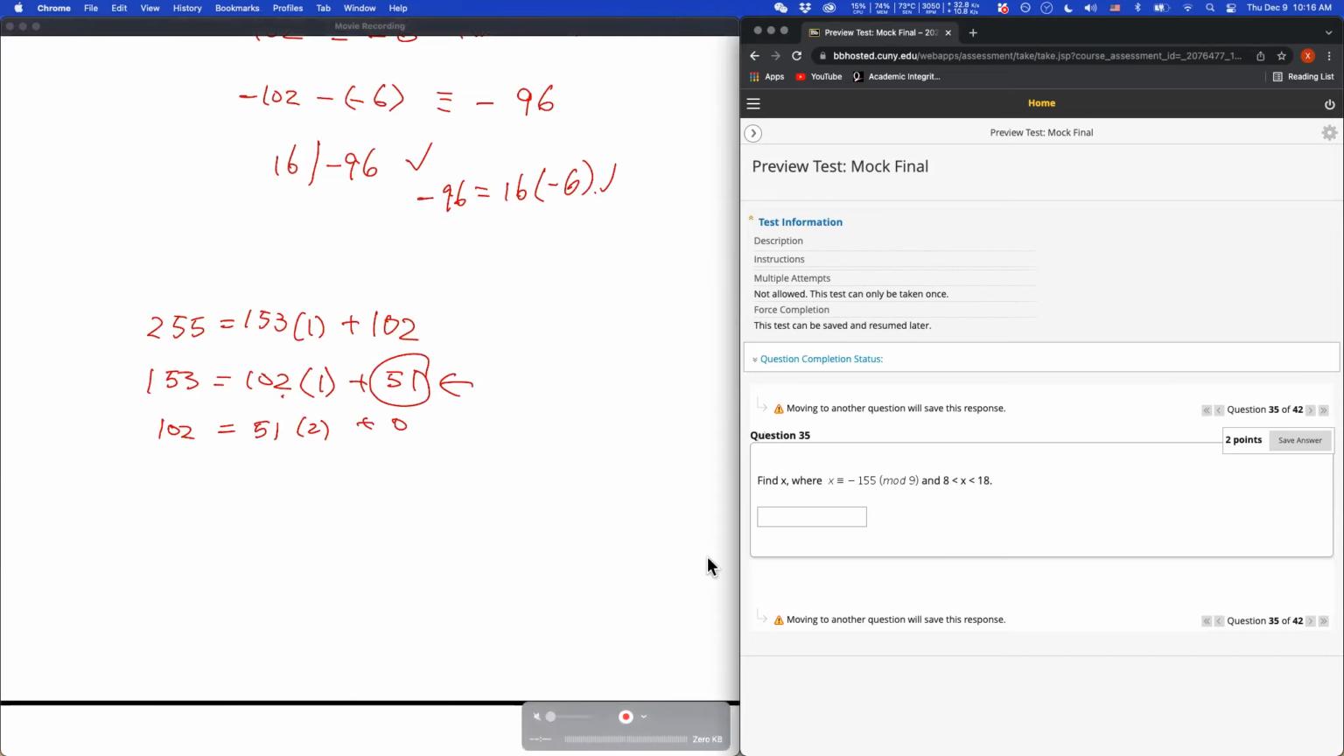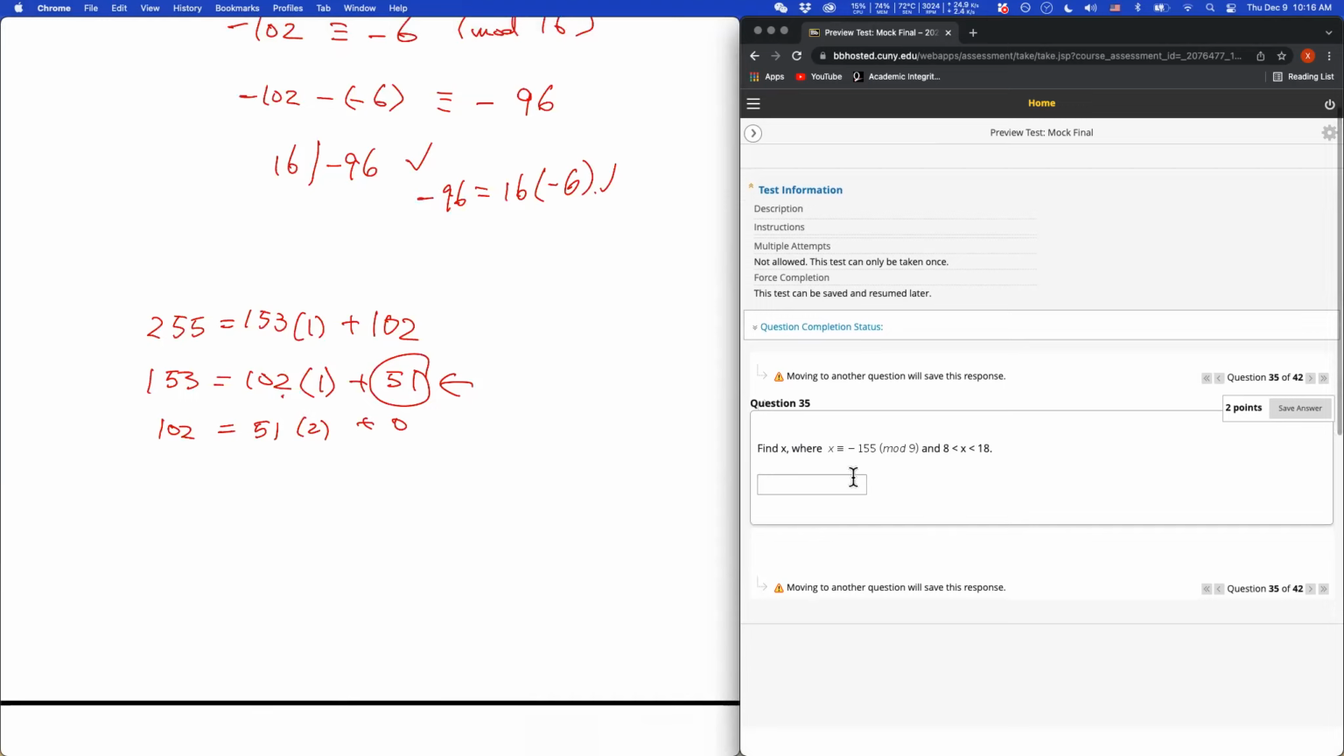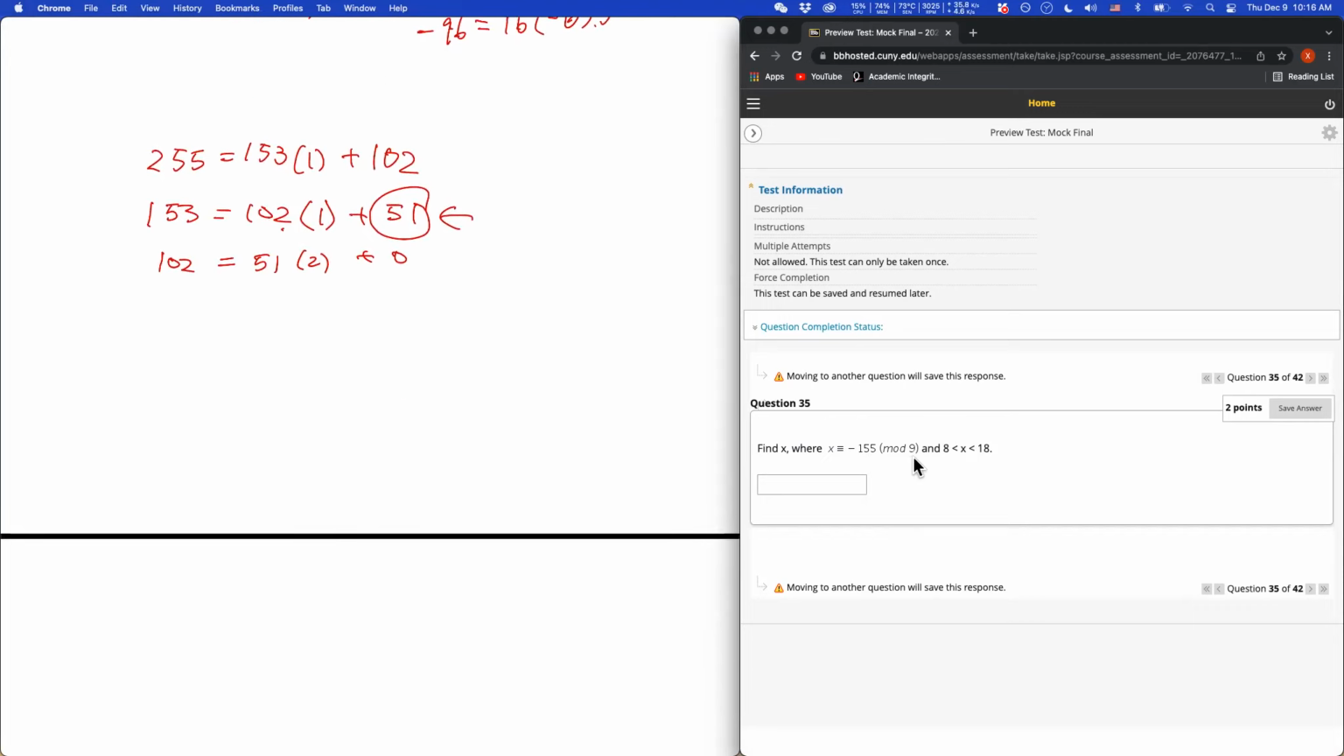Okay, next. It's asking you to find an x between 0 and 18 that's congruent to negative 155 mod 9. Now we know that to find a number in the same congruence class, we can keep adding or subtracting multiples of 9.